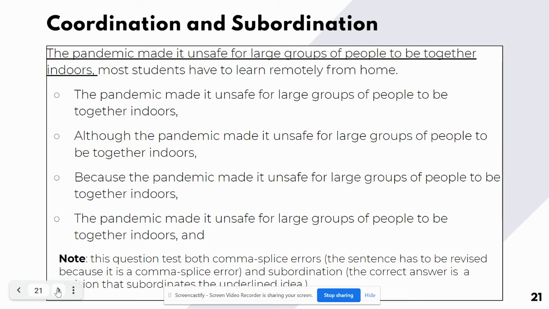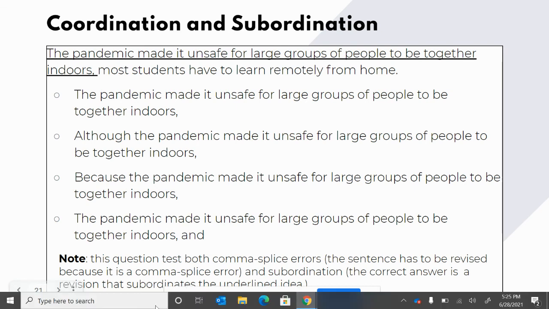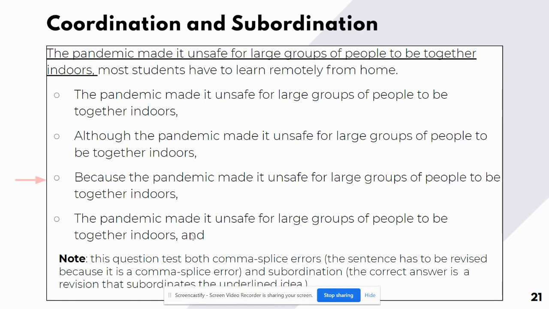And then the last thing is coordination and subordination. And I've already talked to you about how this is not directly tested, but I think it's kind of worth it. And this is kind of an interesting question because it incorporates knowledge of comma splice errors and knowledge of subordination. Even if the student doesn't have the language for that, even if they're not able to say, haha, that's a comma splice and I'm going to subordinate it.